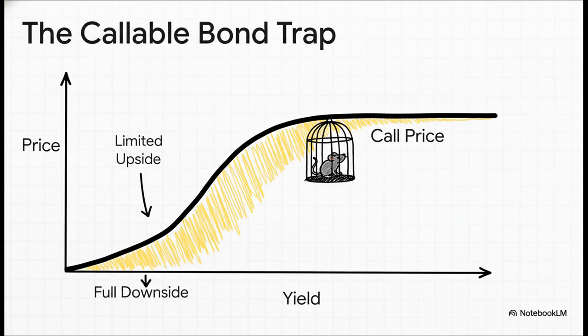A callable bond basically gives the company that issued it the right to buy it back from you at a fixed price. Now, when would they do that? Of course, they'll do it when interest rates fall so they can refinance their debt more cheaply. But what does that mean for you, the investor? It means your upside is totally capped. Right when you should be celebrating because falling rates are making your bond more valuable, poof, the issuer calls it back. So you're left with all the downside risk if rates go up, but almost none of the upside if rates go down. For an institution like an insurer, that's a 5-alarm fire.